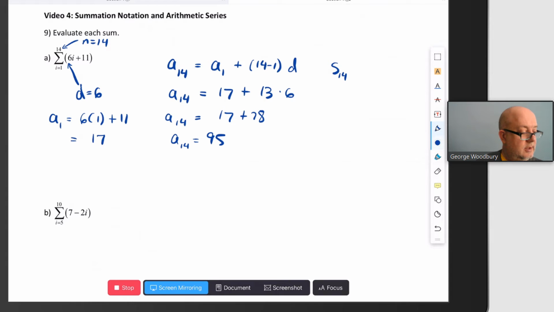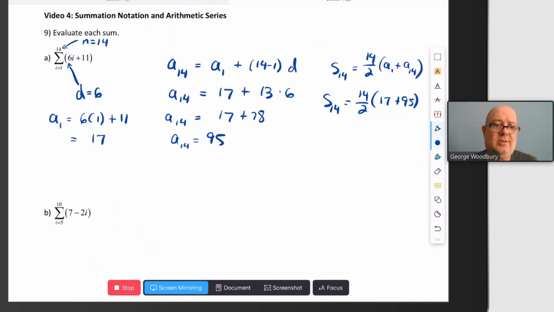Now that we have both the first and last term, the first and 14th term, we can find s sub 14 using the formula n over 2 times first plus last, a sub 1 plus a sub 14. That's going to be 14 over 2 times 17 plus 95. And we can go to the calculator right there if you want to. We can simplify this a little bit though. I know that 2 divides into 14 7 times. So what we really have here is 7 times 112, and that equals 784.